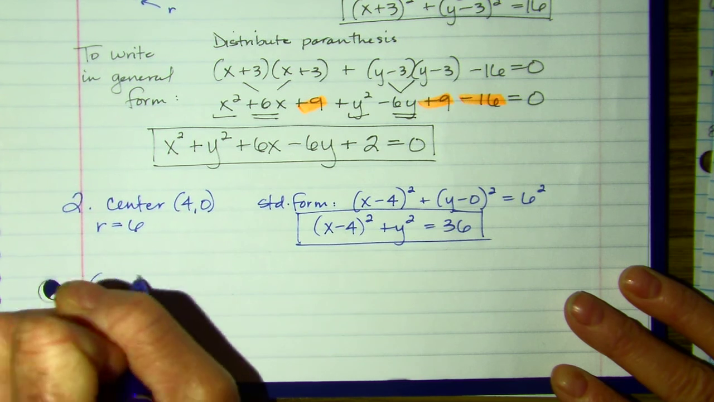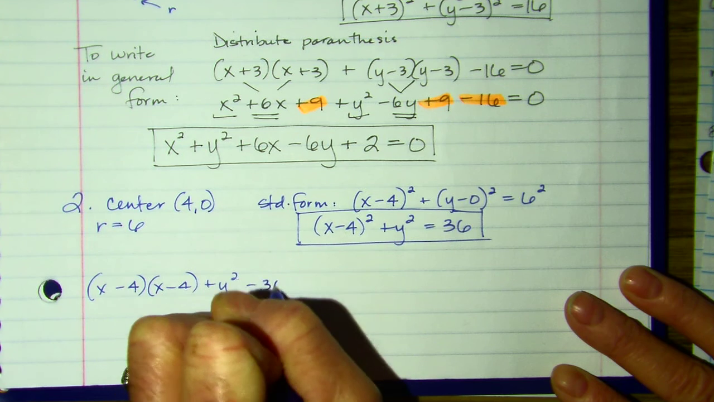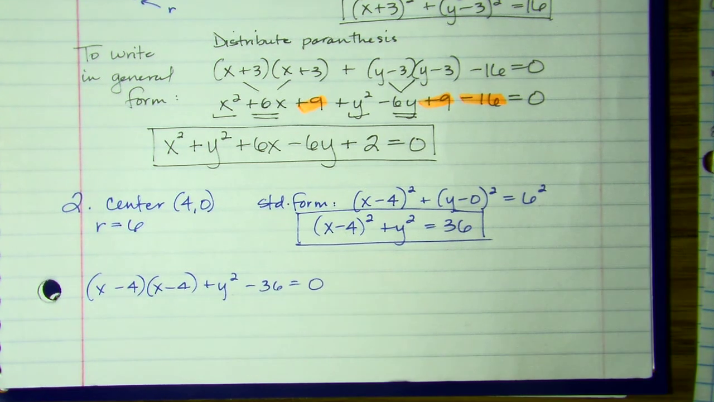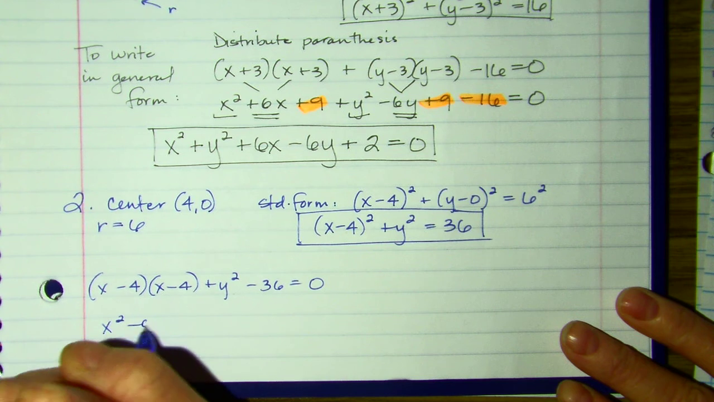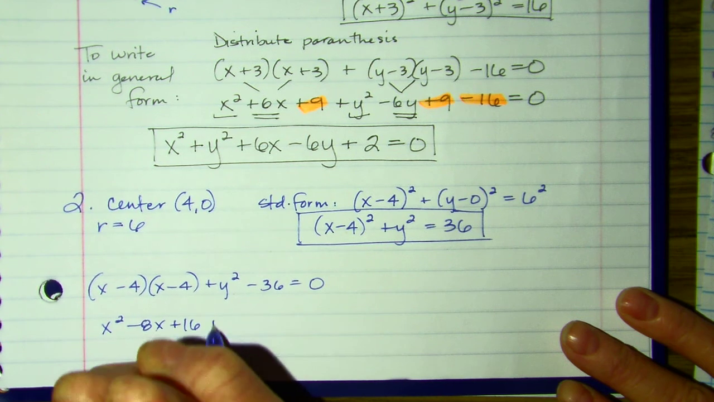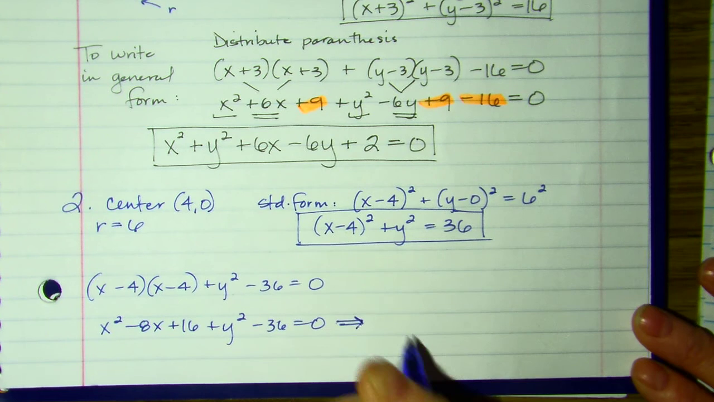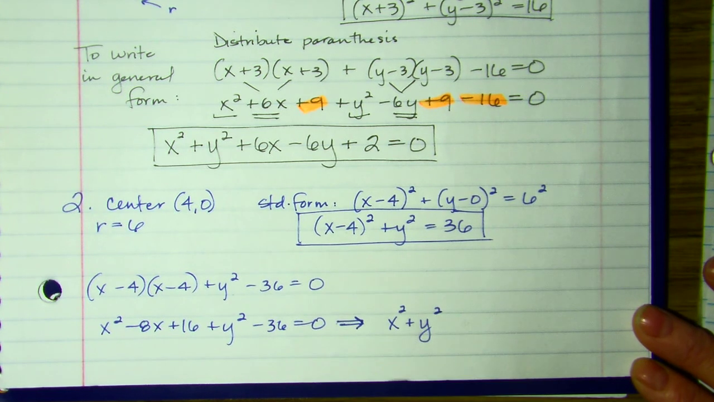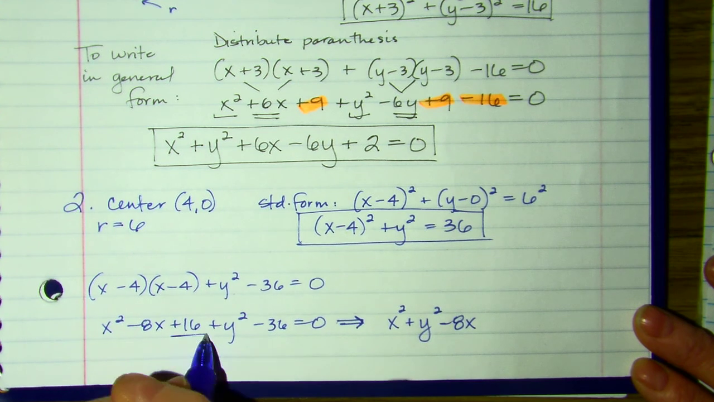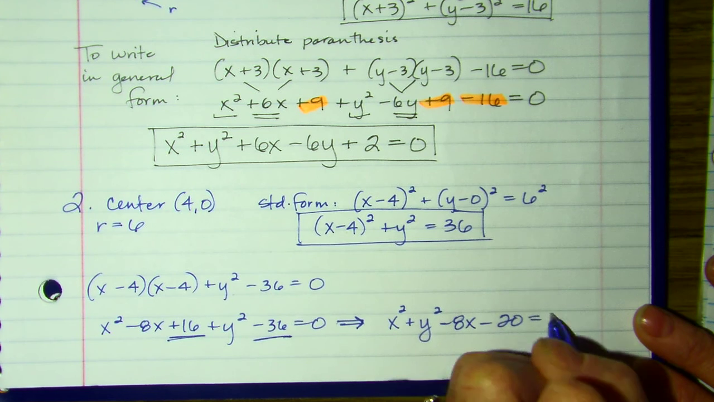So x minus 4 times x minus 4 plus y squared, and I would have to move the 36 because general form equals 0. So the product of these gives me x squared minus 8x plus 16 plus y squared minus 36 equals 0. So general form, list your squared terms together, so x squared plus y squared. I do not have a y term, so minus 8x, but I can combine these. So 16 minus 36 gives me negative 20 equals 0.